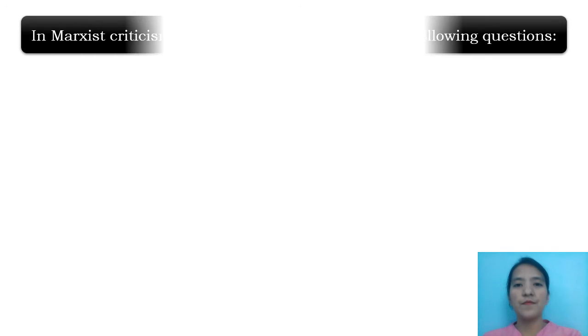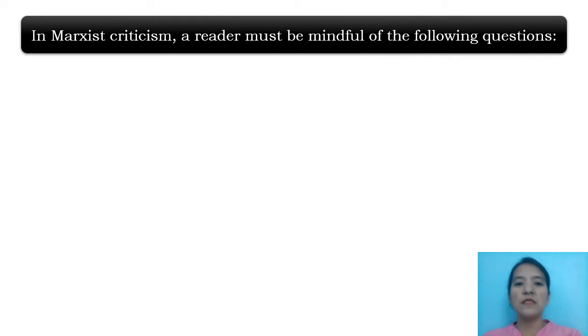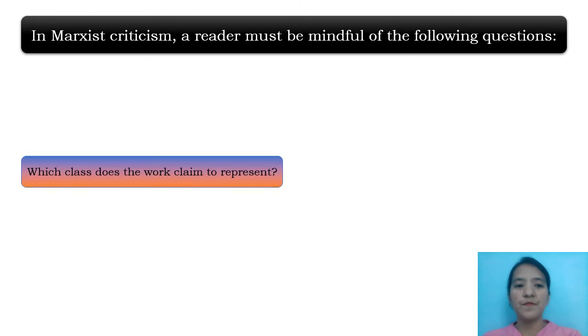We are now aware of what social classes are. This time, we're going back to our topic, which is the Marxist literary criticism. We're going to find out how it is done. In Marxist criticism, a reader must be mindful of the following questions.